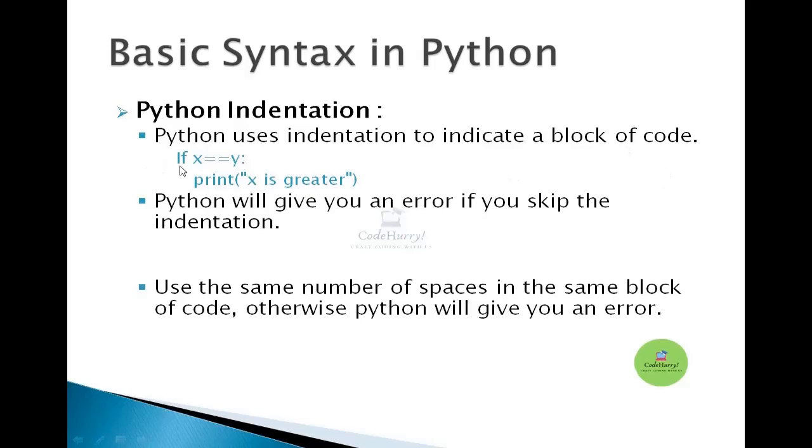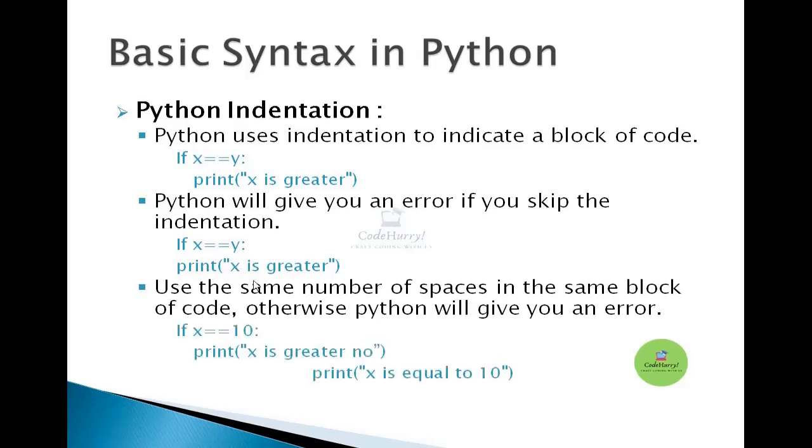For example, if x is equal to y, again colon is a must. We have to indicate the colon also, and a colon indicates that the block of code is going to start. And in the next line, first we have to give a tab space as an indentation, and then write the code. Whatever code you write, you have to follow this indentation properly. If you skip this indentation, it will throw an error. It will give you a syntax error.